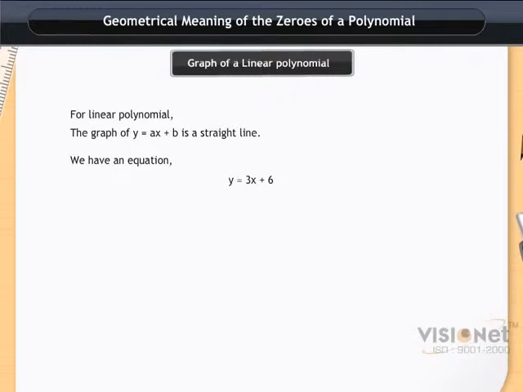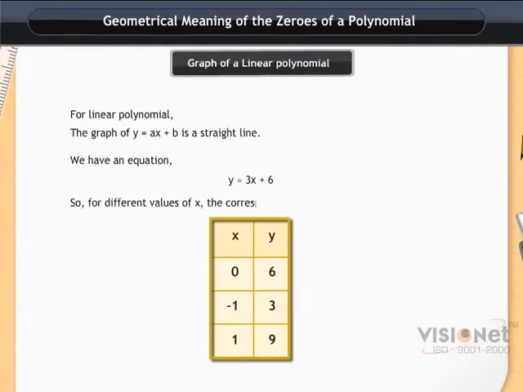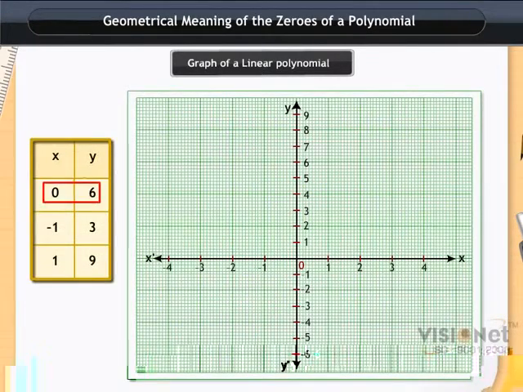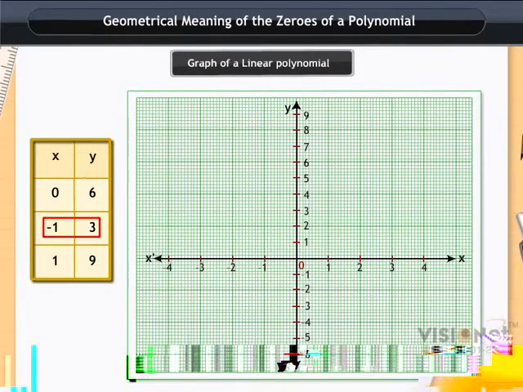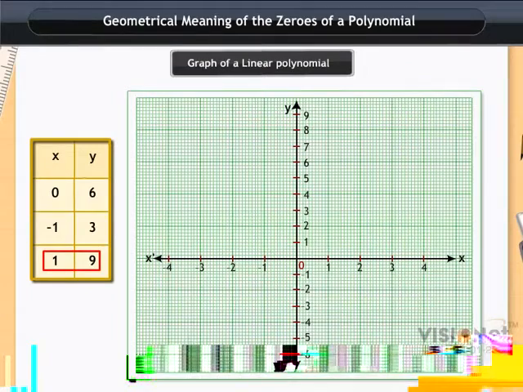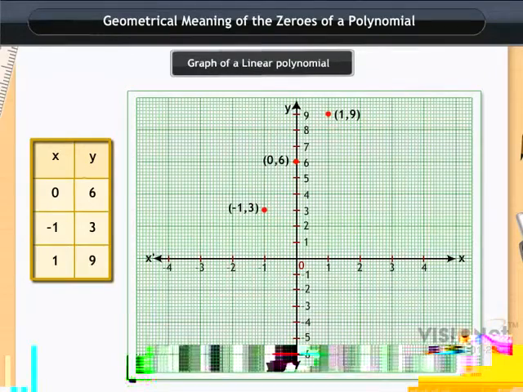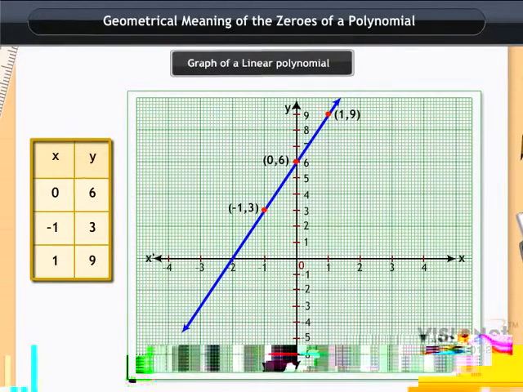Graph of a linear polynomial. For a linear polynomial, the graph of y is equal to ax plus b is a straight line. Let us understand it with the help of an example. Let us have an equation y is equal to 3x plus 6. So for different values of x, the corresponding values of y are 0, 6, -1, 3 and 1, 9. Now we plot these points one by one on a graph paper as shown. Now we join the points and we get a straight line.